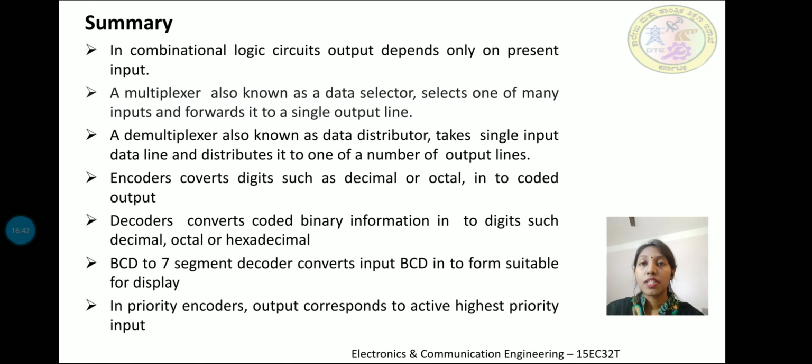Next is the encoders. Encoders convert digits such as decimal, octal or hexadecimal into coded form, binary or BCD code. The decoder performs the inverse operation. It converts coded data into digit form such as decimal, octal or hexadecimal. Next is the BCD to 7 segment decoder. This decoder consists of 4 inputs and 7 output lines. It accepts the BCD input and converts it into a form suitable for displaying the digits on the 7 segment display.